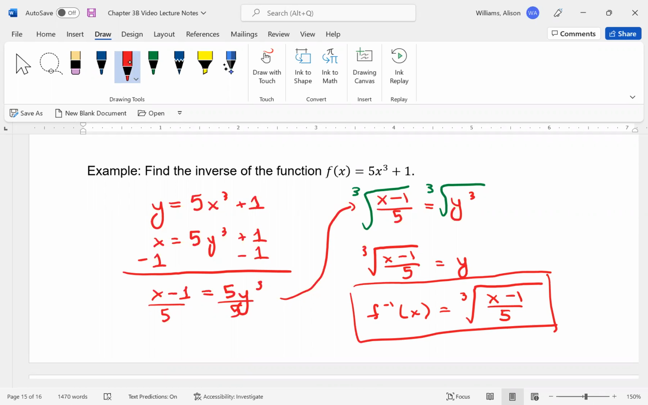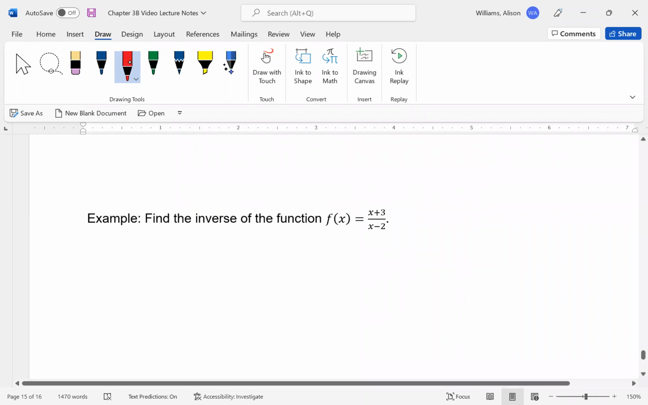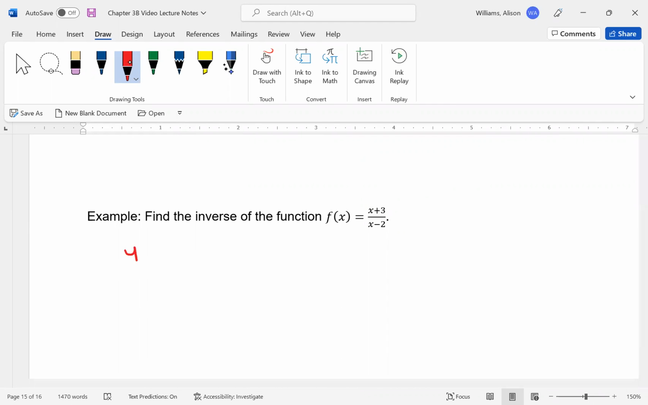Okay, so the last example is probably really the big point for this section. This example is a little bit more complicated. It has a rational function. So I'm going to go through the process of y equals x plus 3 over x minus 2, switching x and y. That's going to then give me x equals y plus 3 over y minus 2. So both the y's become x's.